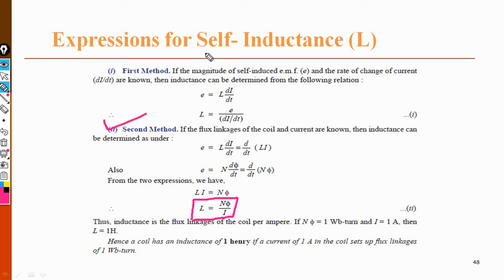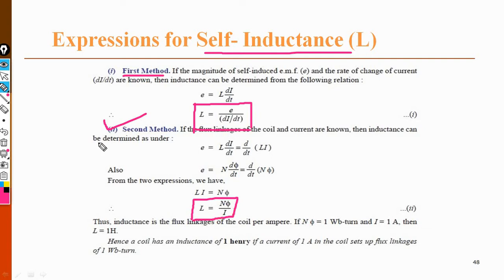That means self inductance calculated with the help of the second method is L is equal to N phi divided by I. In the first method, L is equal to E upon the rate of change of current with respect to time, that is L is equal to E upon di by dt, and in the second method, L is equal to N phi divided by I. Now this is the second method.